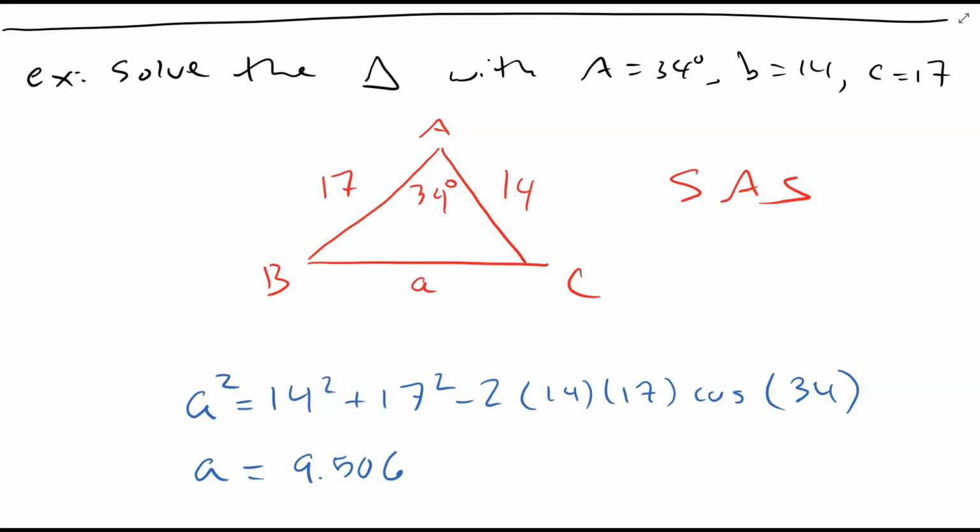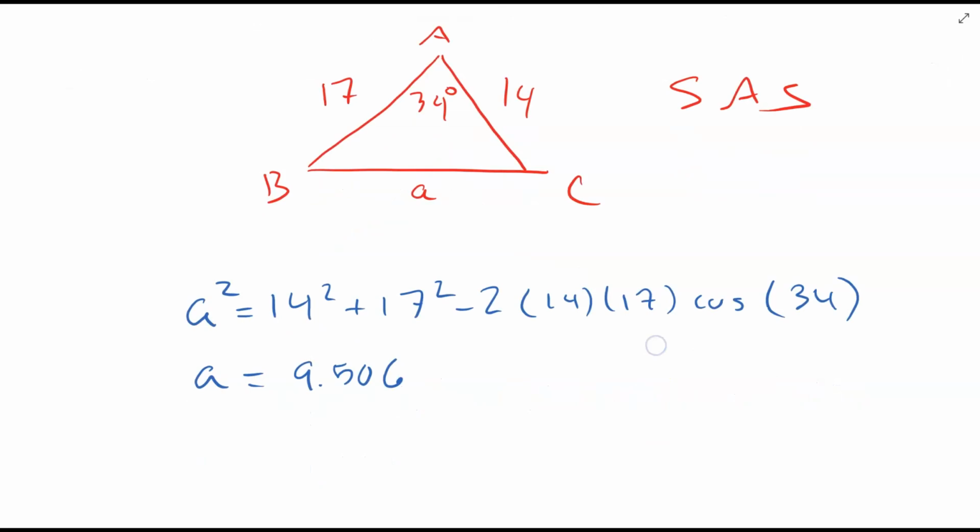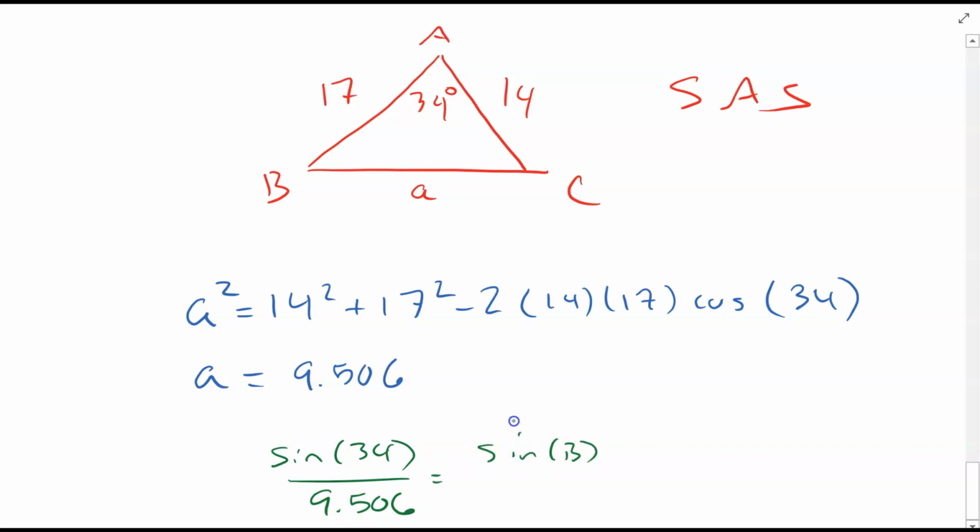Now that we have this answer, I can solve for either angle B or angle C. I could use the law of cosines, or I can use the law of sines. I think the law of sines is a little bit easier to deal with in this situation, so that's what I'm going to choose to do here. So I can do sine of A over A equals sine of B. Actually, I'm going to do C first, over C.